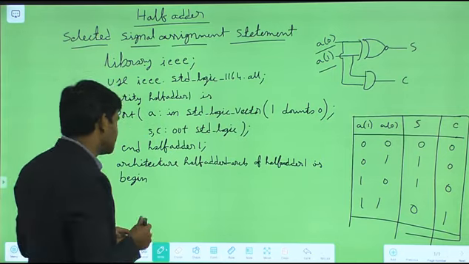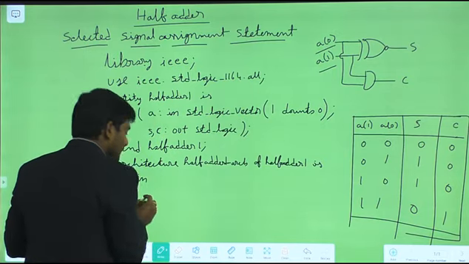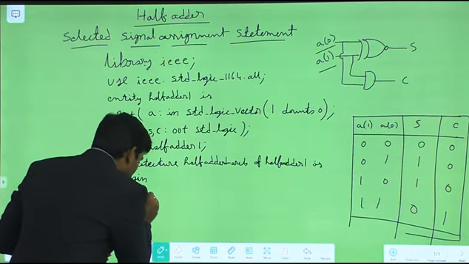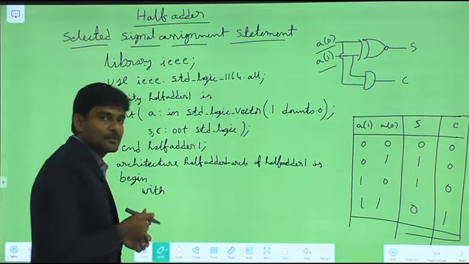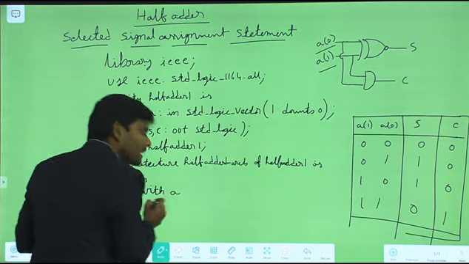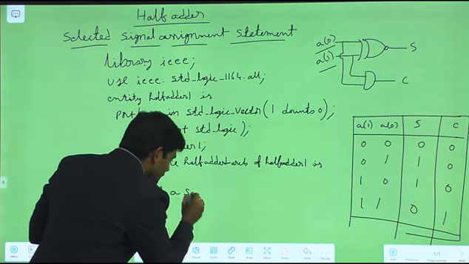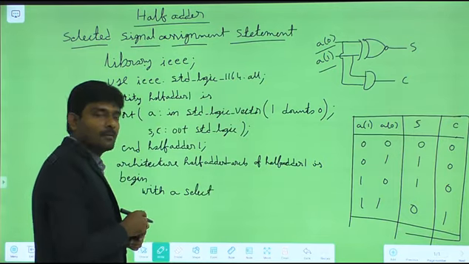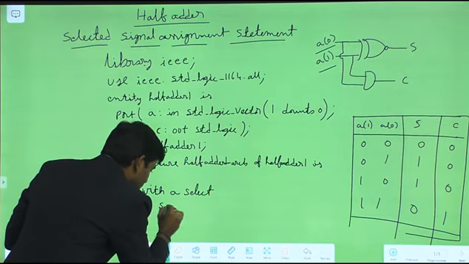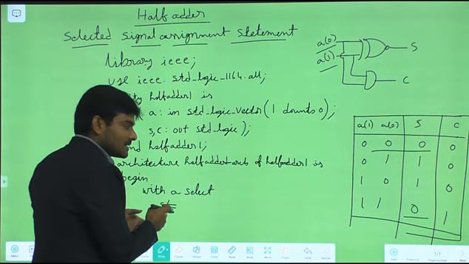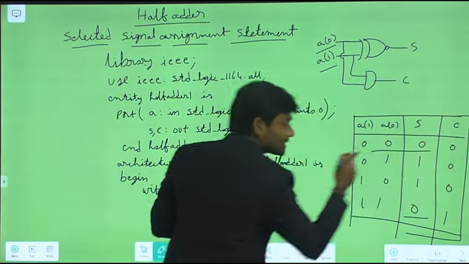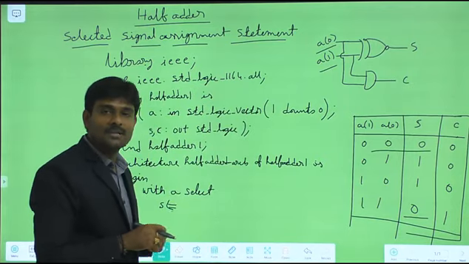For that, where sum, so begin, what is the syntax? With expression select. It starts with the keyword with, and here the expression is the input itself. Input is an array, which is A. So the expression here is A: with A select. Then after that, first I am mentioning the output S. If you look at this truth table, for these 2 input combinations, S becomes 0. For the other remaining 2 combinations, the output becomes 1.